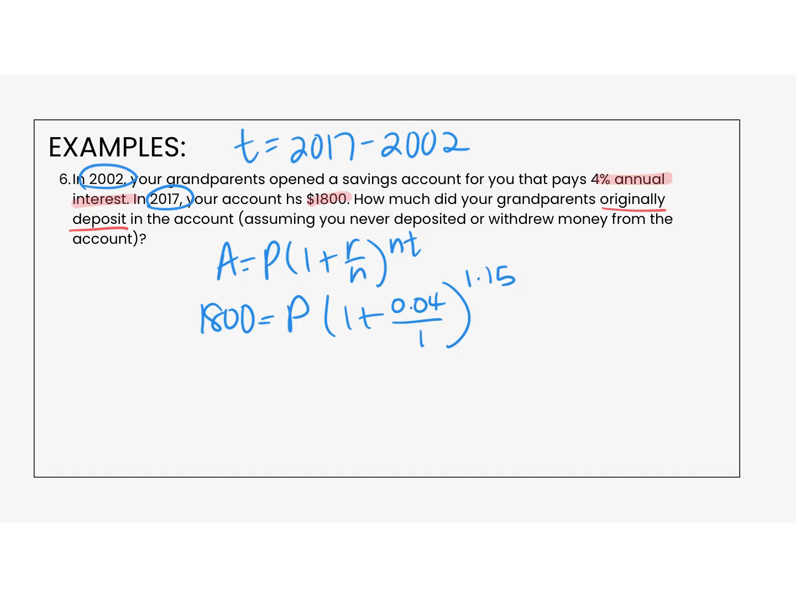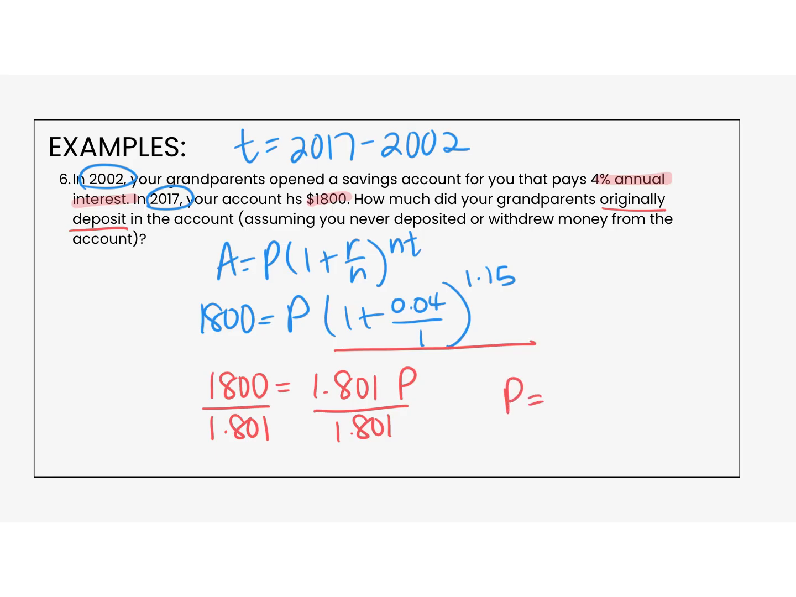So again, I'm going to evaluate this in my calculator because I want to find my principal, my starting amount, and I get 1.801 times P. So I'm going to divide both of those and find that my principal, it was $999.44.